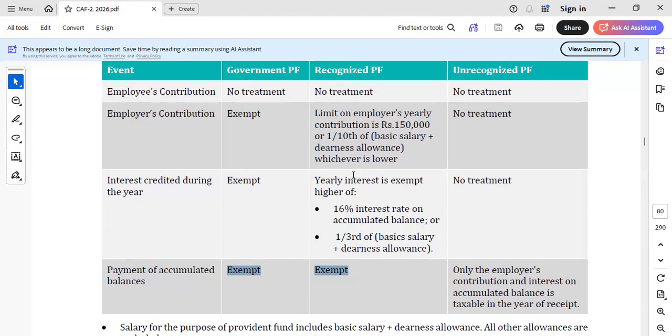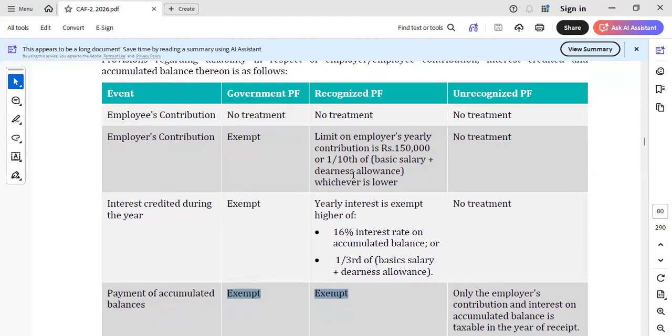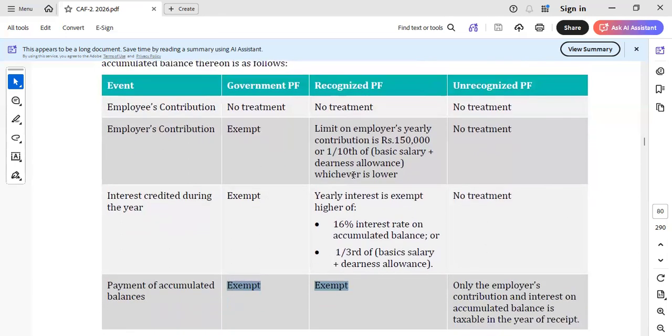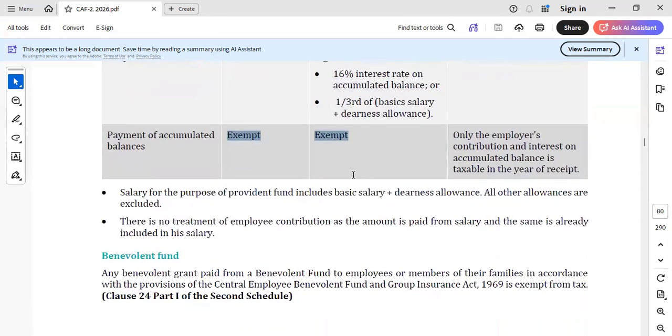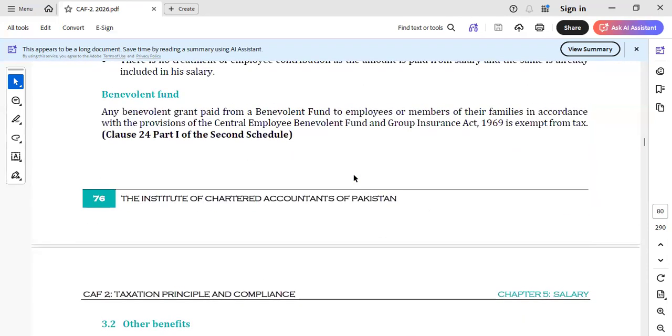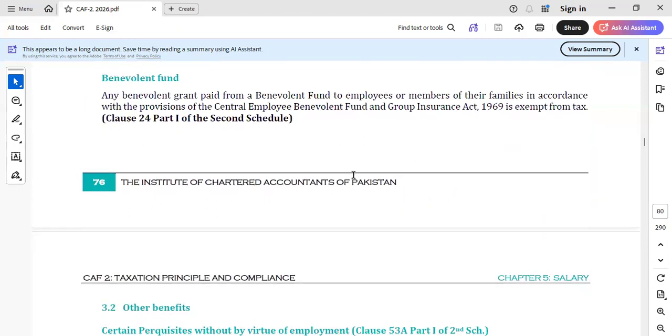So this is the concept of provident fund, and this is the tax treatment of provident fund: government provident fund, recognized and unrecognized. Similarly, other funds, like the benevolent fund, is also exempt from tax. Benevolent fund, see, this is exempt from the tax.